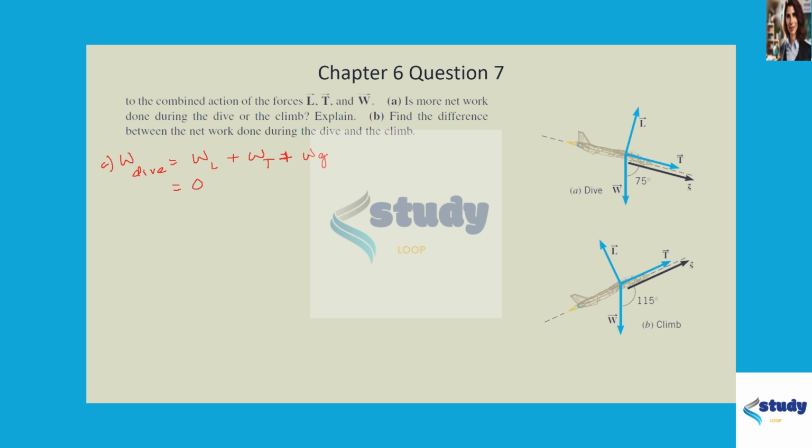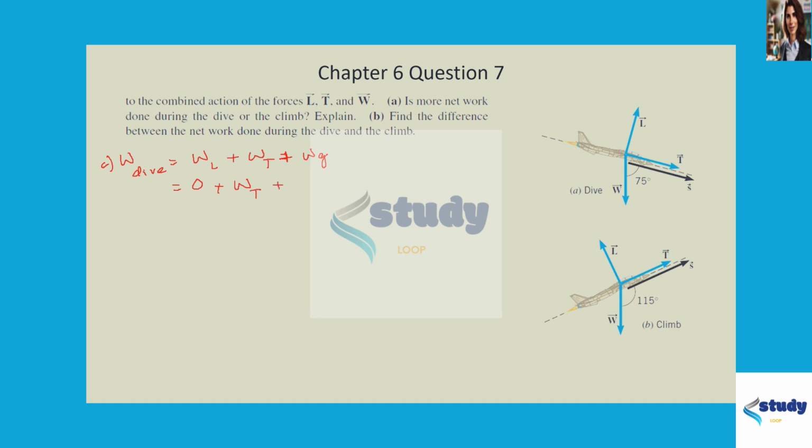Work done by the lift is 0 because the lift and displacement are perpendicular to each other. We do not know the thrust force, so we cannot actually get a numerical value for WT. But what we can say is that the work done would be WT.